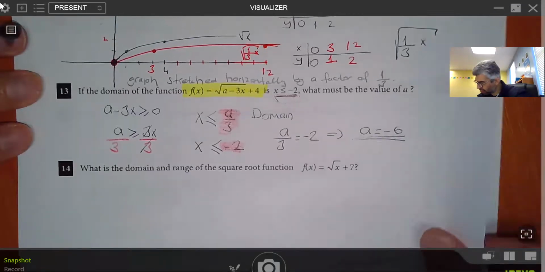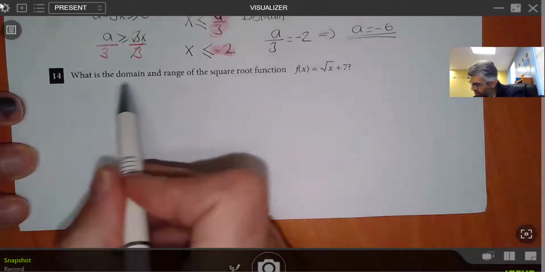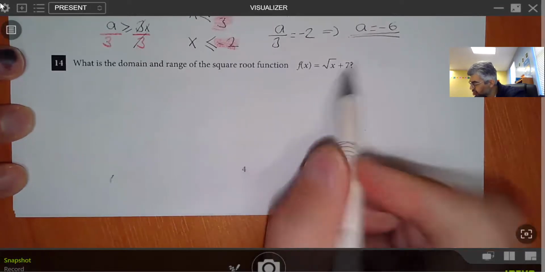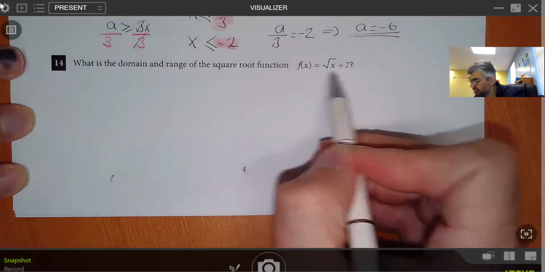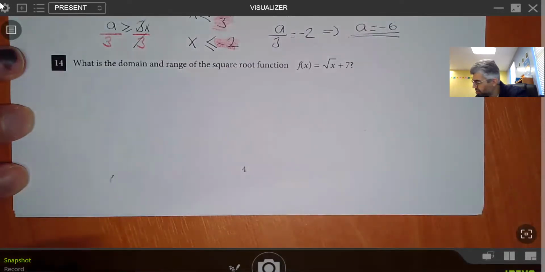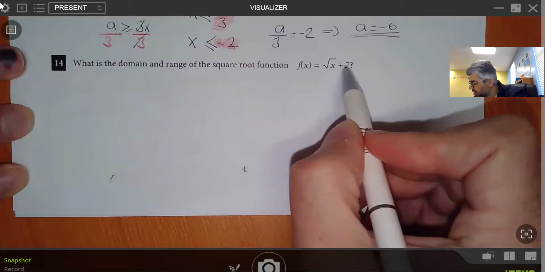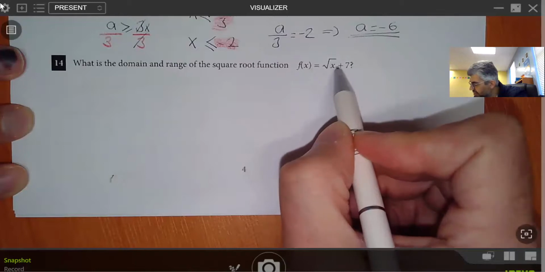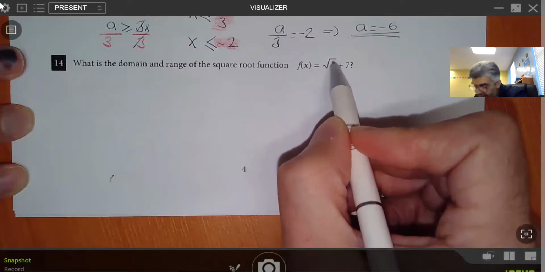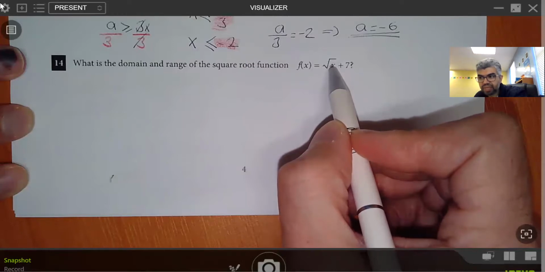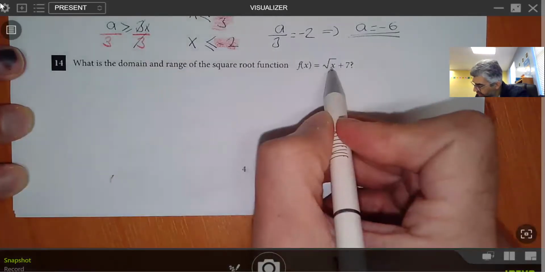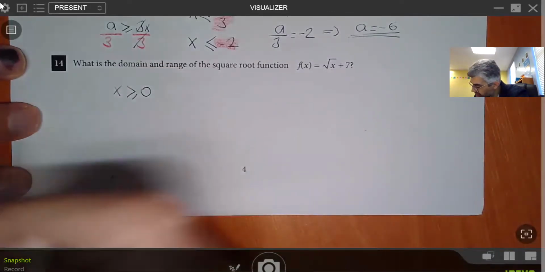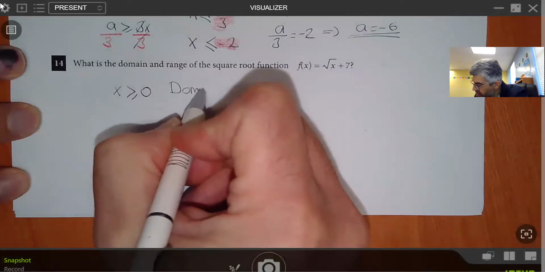Good. Number 14. What is the domain and the range of the square root function? Oh, this is very easy, I think. When we check the domain, it's always about the x value. So we have square root of x plus 7. When we have a square root, the expression inside the radical cannot be negative. Here it is x, so it must be greater than or equal to 0. This is the domain: x greater than or equal to 0.